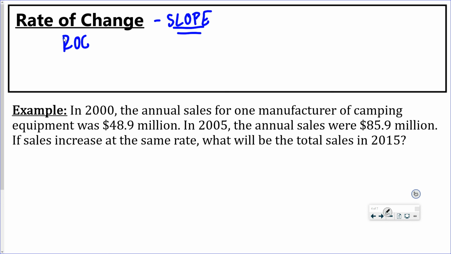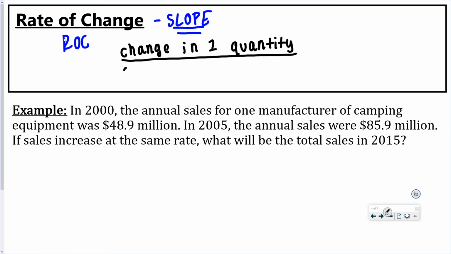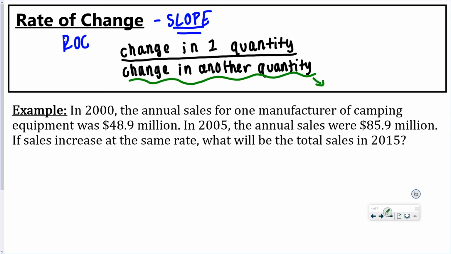The best way I like to describe it is, in the context of a word problem, you basically have the change in one quantity over the change in another quantity, and usually the change in the quantity on the bottom is some sort of time unit. And that can help you work through some of these.